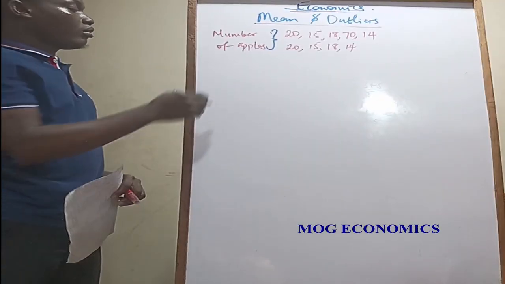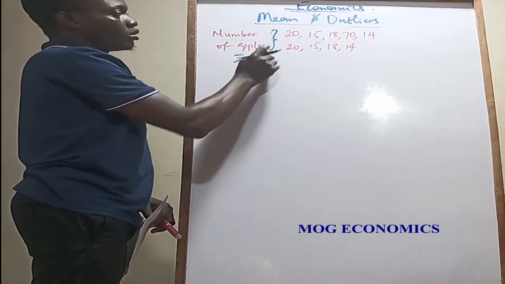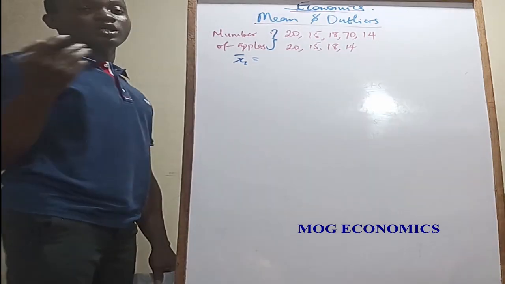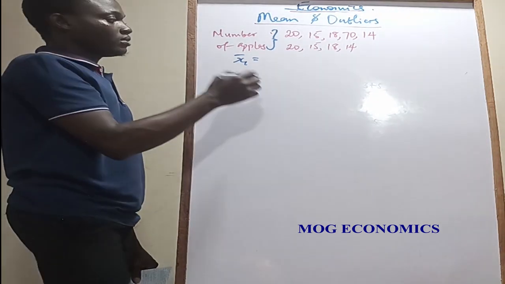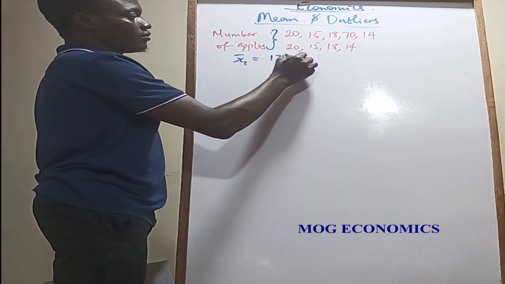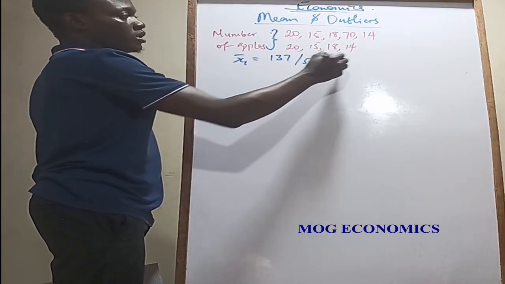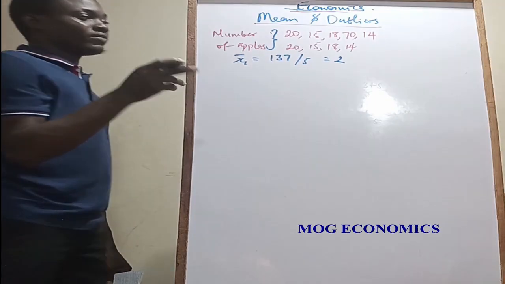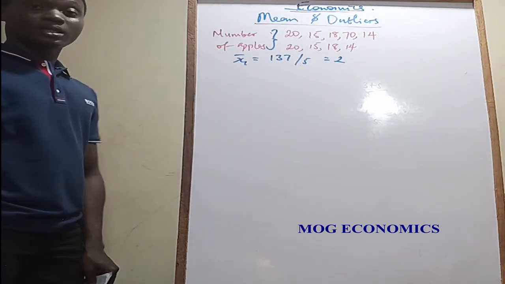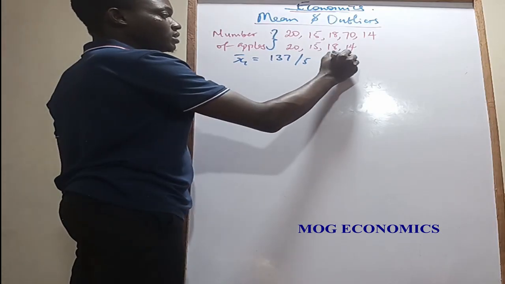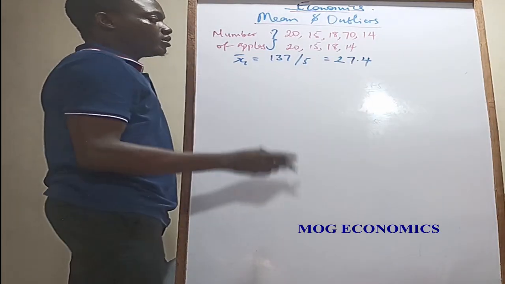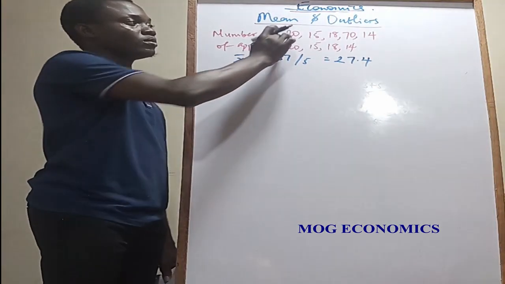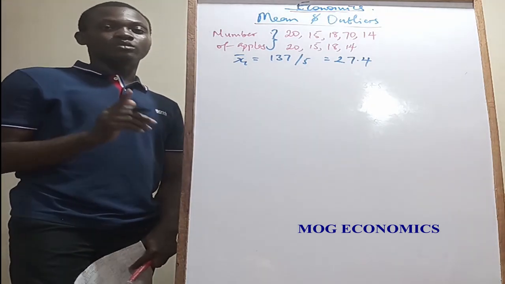Let's find the mean of the first one. So x1 is going to be equal to 20 plus 15, that's 35, plus 18 is 53, plus 17 is 70, and 70 plus 14 should be 84. So I have 137 divided by 5. 5 in 13 is 2, remainder 3. 5 in 37 is 7. So 27.4. This is saying that on average, each child brought 27 apples.